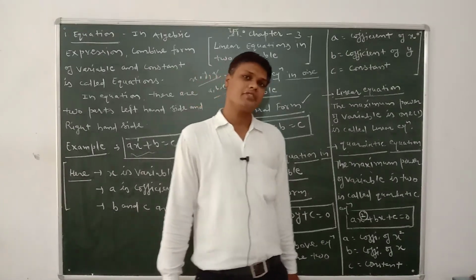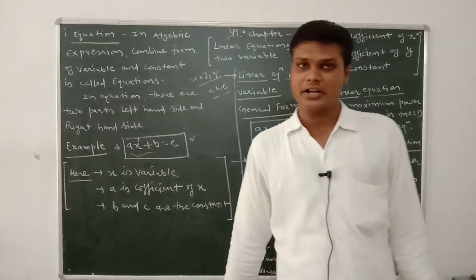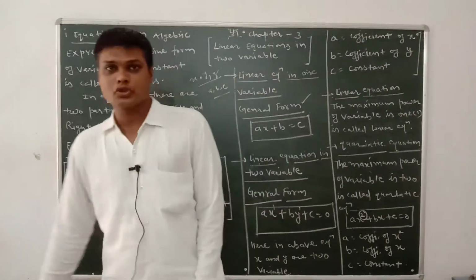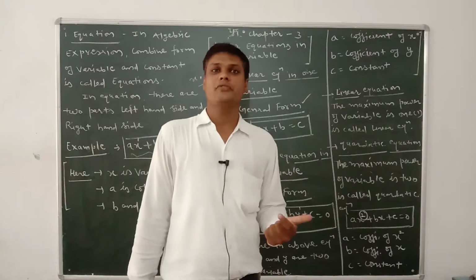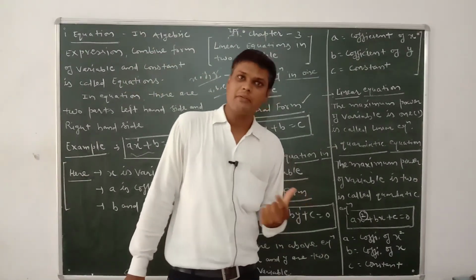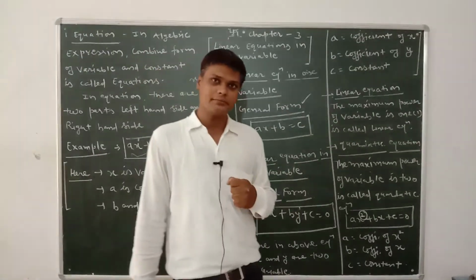And a quadratic equation has two roots. Similarly, we find the cubic equation. The maximum power of a variable is 3 is called a cubic equation. ठीक है. Maximum power of 4 is called a biquadratic equation. ठीक है.